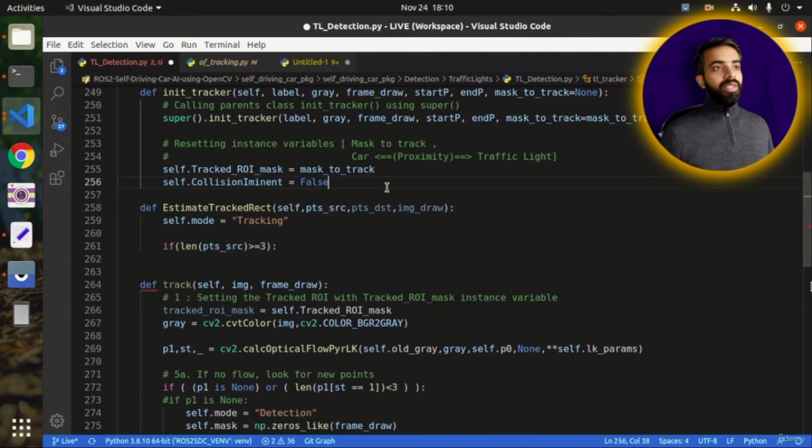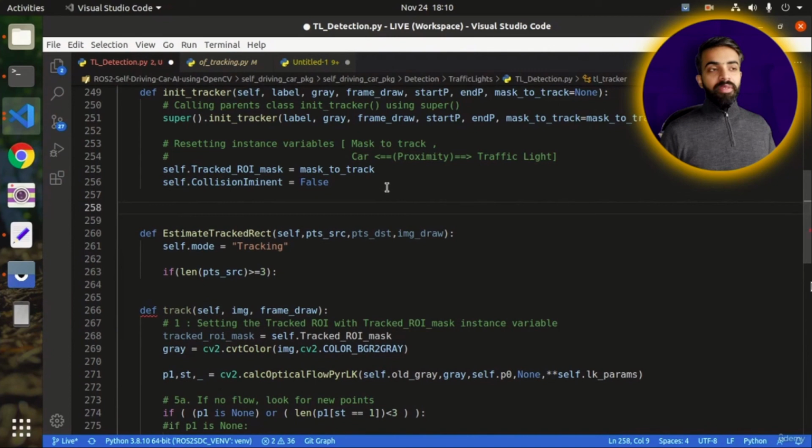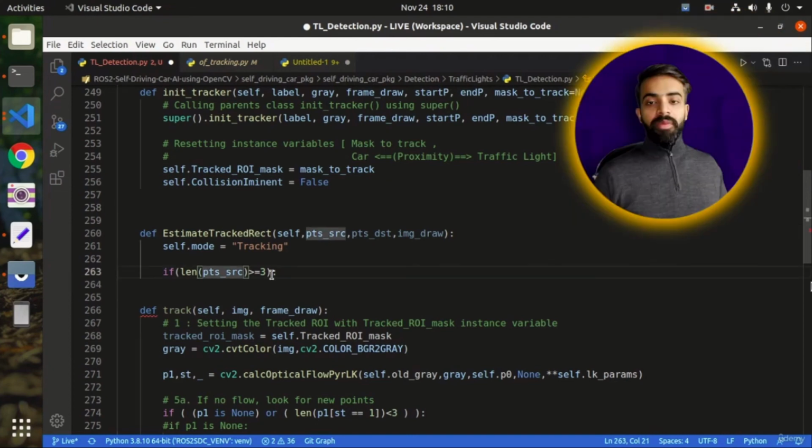For the next step, what we need to do is simply declare a new function that will be called inside this if length of point source is greater than 3. That function will be known as sanitize points. What this function will do is simply take the point source and the point destination and order them by their strength. That means that the closest points that were present in the previous frame to the current frame are simply ordered in descending order.